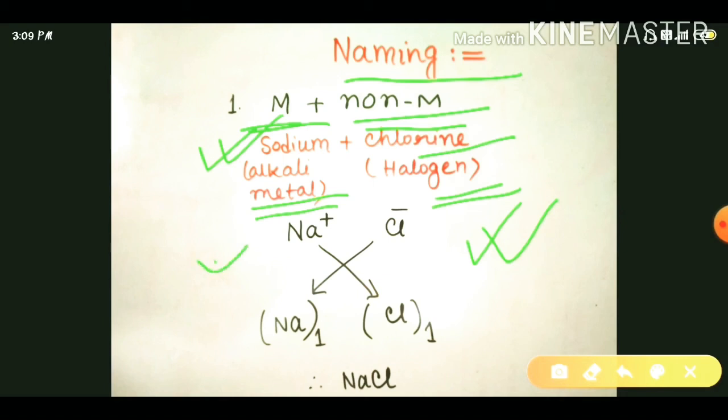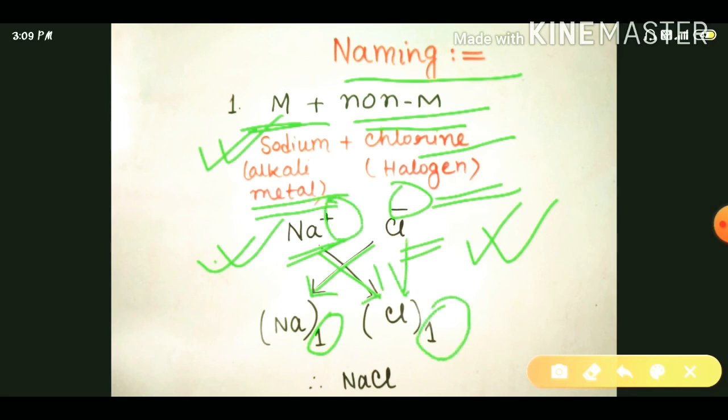Firstly we have to write the basic radicals, which is sodium, that is Na plus, and then we have to write the acid radicals, which is Cl minus. Okay, then we apply crisscross. What is the valency of chlorine? This is 1. What is the valency of sodium? This is also 1.